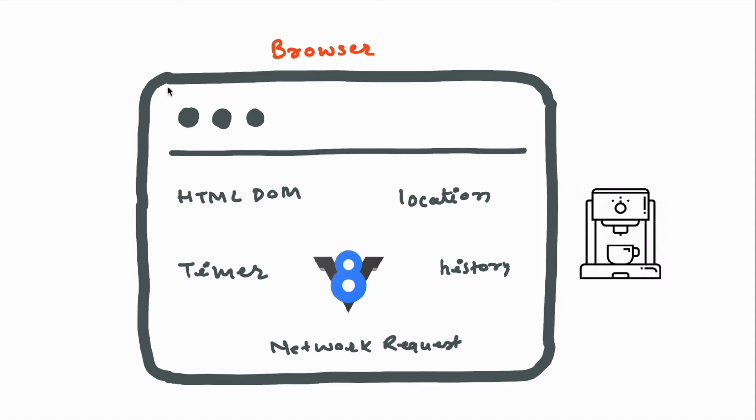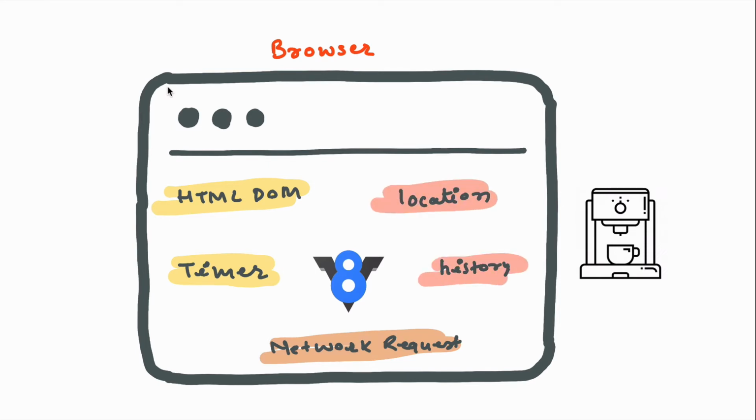So there are a lot of things present inside the browser, things like HTML DOM, timer, network request, history, and location. Those things are not even part of JavaScript, but they are present in the browser. And because JavaScript is the only language that runs in the browser, we can access them using the API that the browser provides. You must be thinking, what is API? API stands for Application Programming Interface. So it's a way through which you can interface with a program.